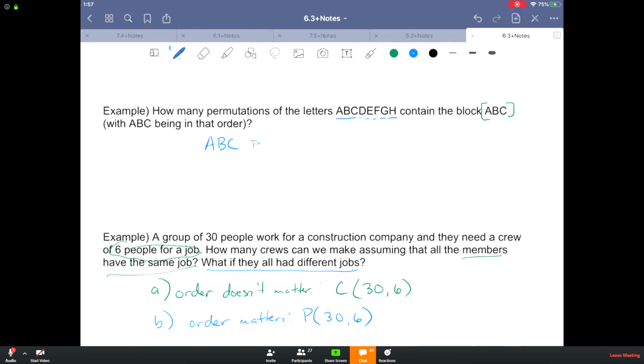So ABC is one spot, because they're stuck together. In a sense, how many spots do we have now? We've got 1, 2, 3, 4, 5, 6. We've got 6 spots to choose from. For the first spot, you have 6 options: you can put all of ABC there, you can put D, E, F, G, or H. Then you get 5 options, 4 options, 3 options, 2 options, and 1 option. So you get 6 factorial there.